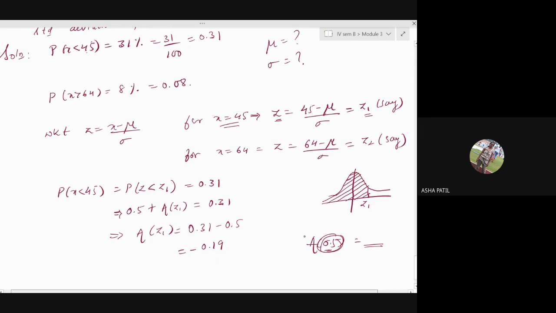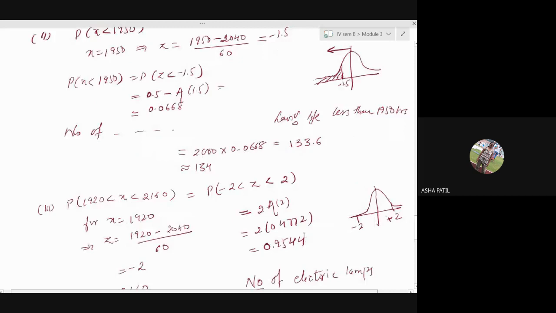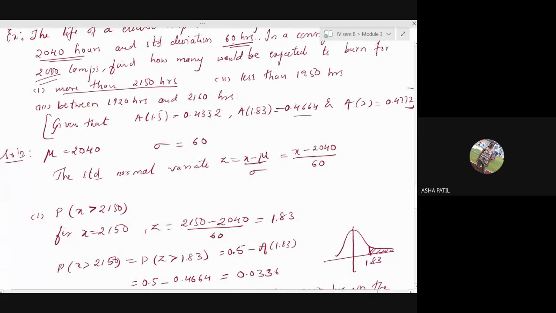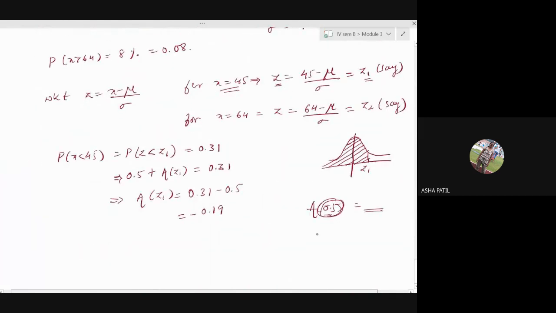Usually, let me go to the previous example. Here, A of 1.5 is 0.4332. I'll just write an example: A of 1.5 is 0.4332. So what you usually do is look for the value 1.5 in the table, and you will get 0.4332. Now, here this is our Z1, but the answer is known to us. We know that value is 0.4332. Now you have to find this Z1 from the table. It is just the reverse way of looking at the table.